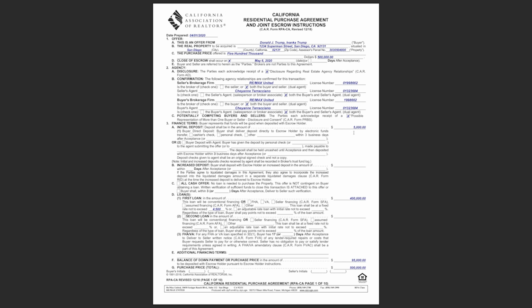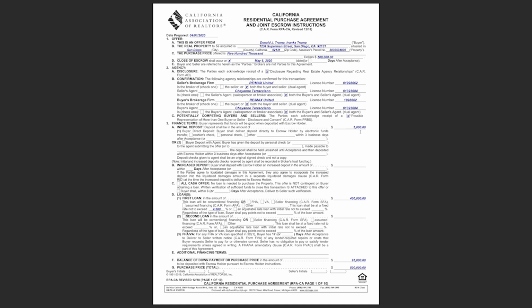Now, usually in Southern California, in our offices, you'll commonly see this amount be equivalent to a minimum of 1%. So we have a purchase price of $500,000. You'll see our initial deposit is $5,000. There are some marketplaces that would require a higher deposit than this, and a higher deposit would be normal.